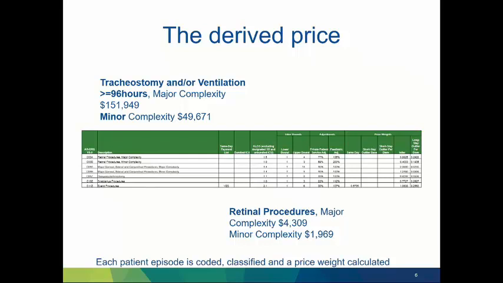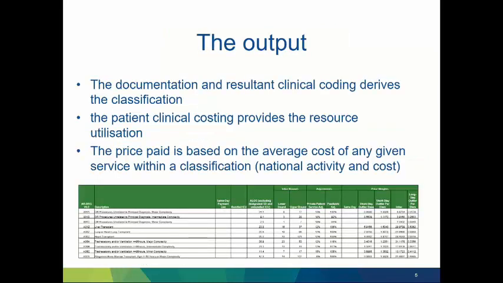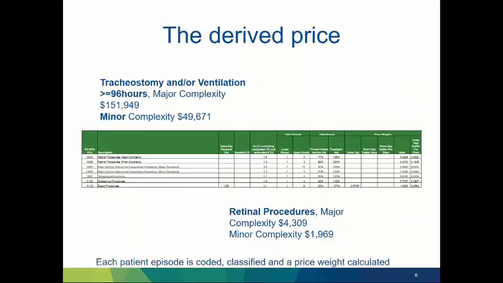So a derived price, for example, a tracheostomy and/or ventilation greater than or equal to 96 hours with major complexity is $152,000 in the national model. Minor complexity, and the average in the tracheostomy, if I go up there, tracheostomies, go to that one, major complexity, average length of stay, 36.9 days, with the minor complexity being 11.4 days. And that's $50,000.